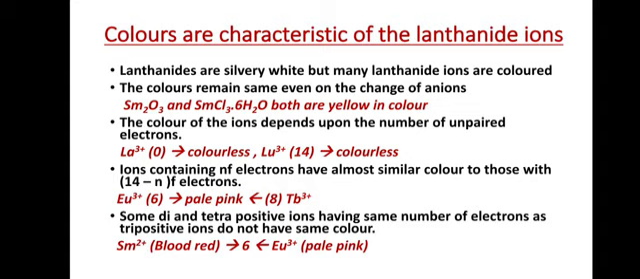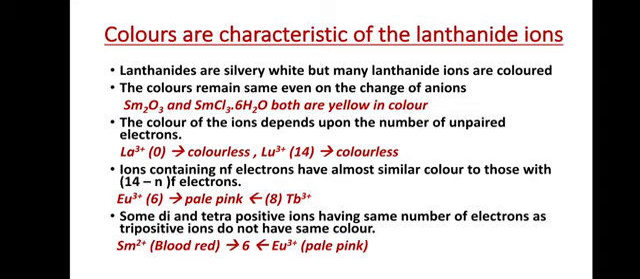After that, the next point we can consider is that ions containing n f electrons have almost similar color to those with 14 minus n f electrons. Let us take an example with reference to this particular point. Europium in 3 plus state has 6 electrons. That is, you can take n equal to 6 in this case. The number of 4f electrons is 6, and it has a pale pink color.